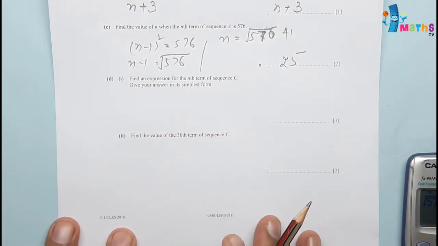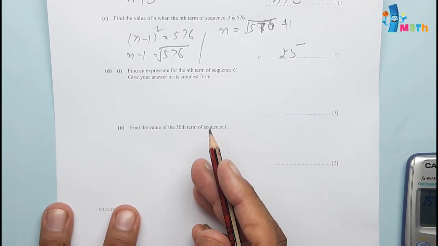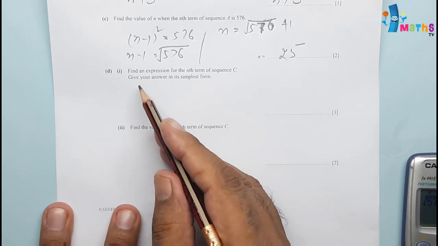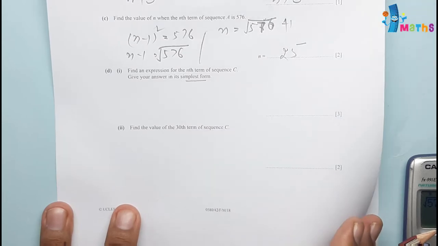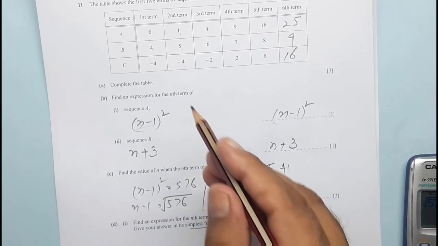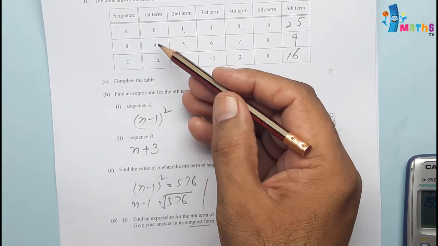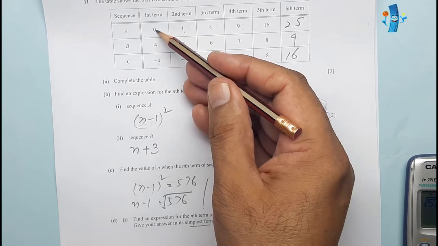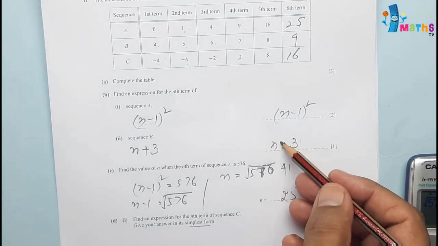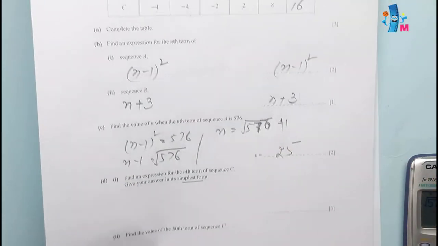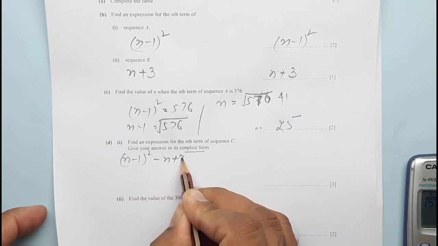Find an expression for the nth term of sequence C. Give your answer in simplest form. So we know that sequence C is just subtraction of B from A. So B is n plus 3. So from A we'll be subtracting. This one will be n minus 1 square minus n plus 3.